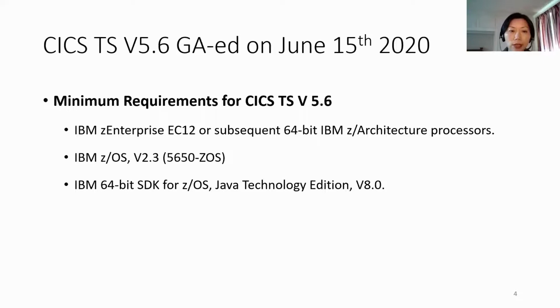CICS TS version 5.6 went GA in June 2020 this year. 5.6 continues with the minimum requirement of IBM z Enterprise EC12 or subsequent z architecture processors, and also z/OS 2.3 as the operating system. We need the 64-bit SDK for z/OS and Java technology version 8. So that's the minimum requirement for CICS TS.